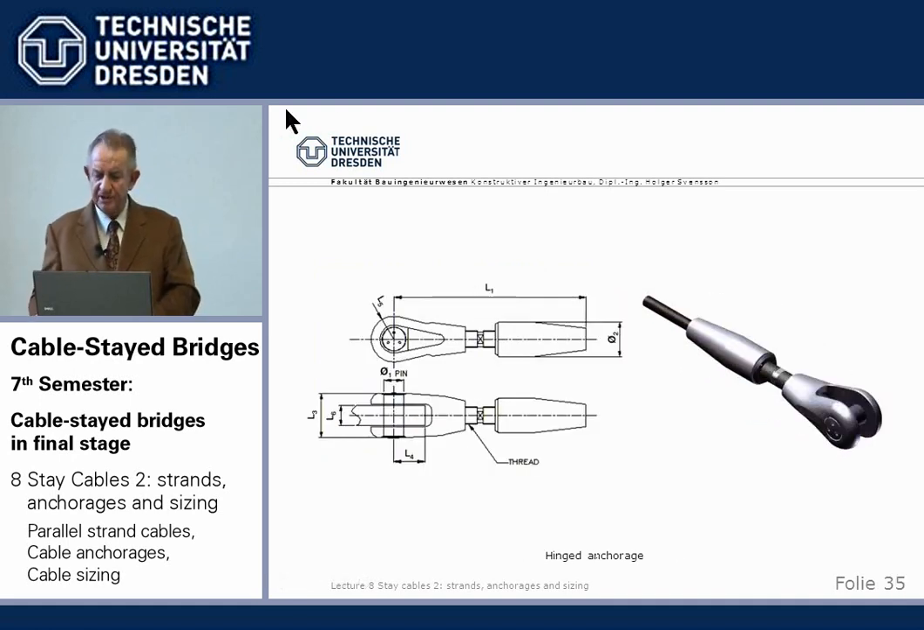The open sockets I just mention for completeness; they are only for smaller bridges. There we normally have a pin at the end, and we change length by having this sleeve with an internal thread. You use it for sailboats, for smaller things.